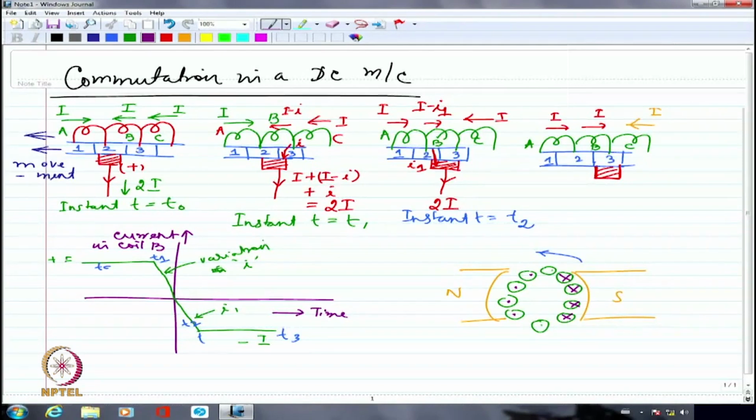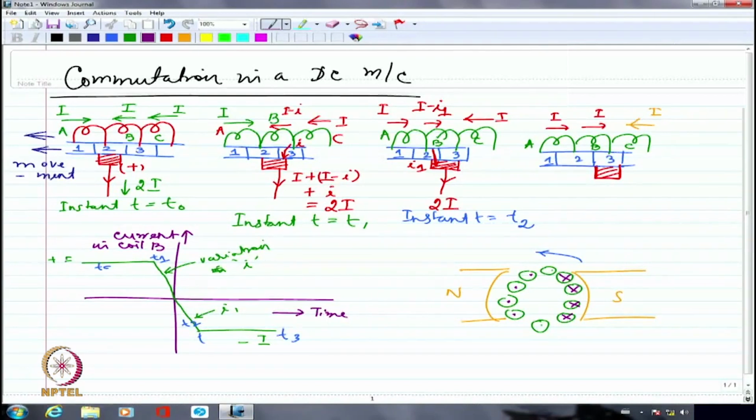I expect that coil B, because it is in the interpolar region, will have hardly any induced EMF. And because it doesn't have any induced EMF, I should not have a big problem short circuiting it, or the current reversal and so on should not be a major issue basically in a DC machine. But that is not really true when I have armature reaction.